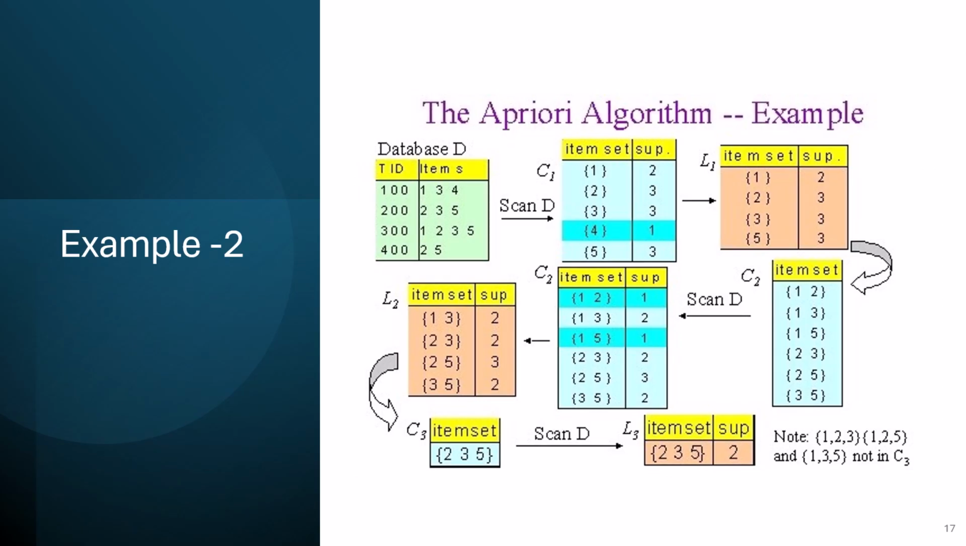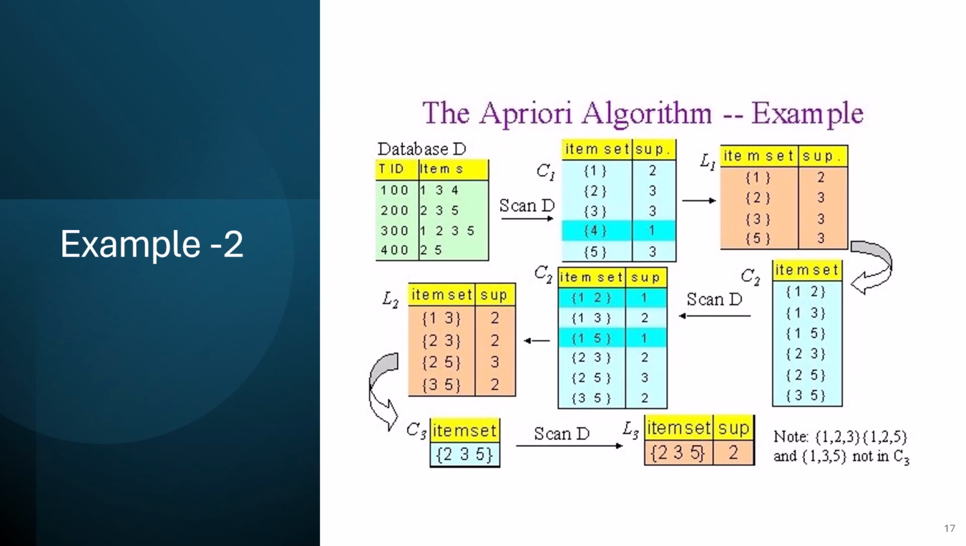The Apriori algorithm is applied on this example also. The first table on the top row is database D containing 4 transactions. It is scanned to find the support count for each and every item, items 1 to 5. The support counts are given. Then, based on the minimum support count, the pruning action is done, and the L1 table is created.